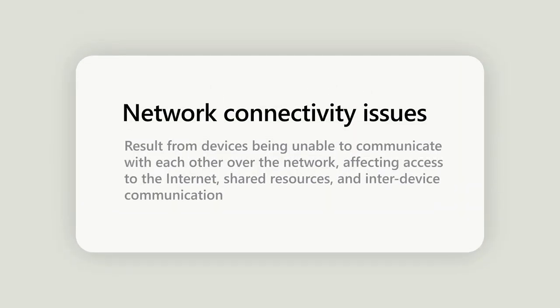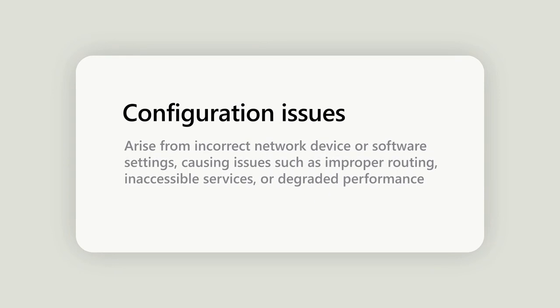Network connectivity issues happen when devices fail to communicate with each other over a network. These issues can manifest as an inability to access the internet, connect to a shared resource, or communicate between networked devices. Configuration problems, on the other hand, stem from incorrect settings within network devices or software, leading to improper routing, inaccessible services, or degraded performance.